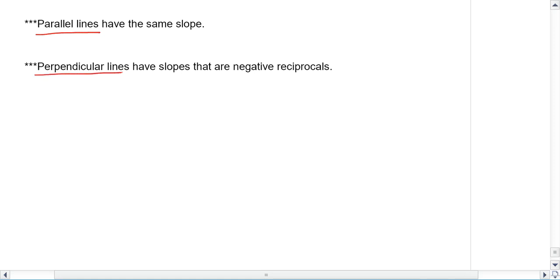Perpendicular lines, however, their slopes are related to each other. Perpendicular means, just to review, if a line is running along this way, a perpendicular of that would hit that and strike it exactly at a 90-degree angle. This is 90. And their slopes, one is positive, one is negative.